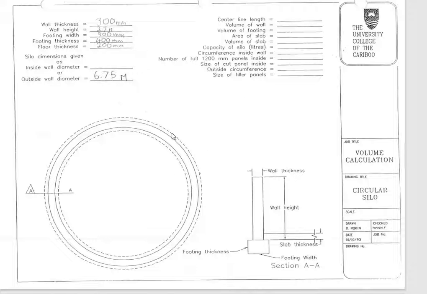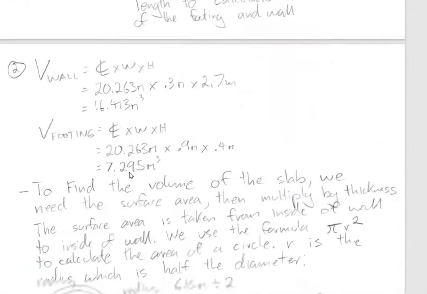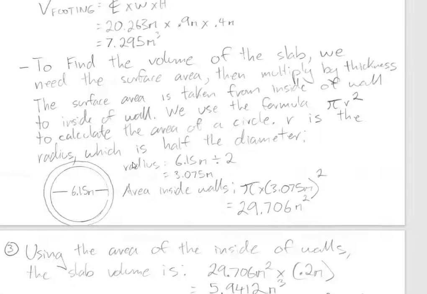So calculating the area of the slab, we're going to use a new formula for the area of a circle. Let's go down to the answers here. Find the volume of the slab. Yeah, this is basically what I was just talking about. We need the surface area, and then we're going to multiply that surface area by the thickness of the slab to give us that three-dimensional answer. Here's the formula: pi times the radius squared, another formula you need to be familiar with. Pi r squared.